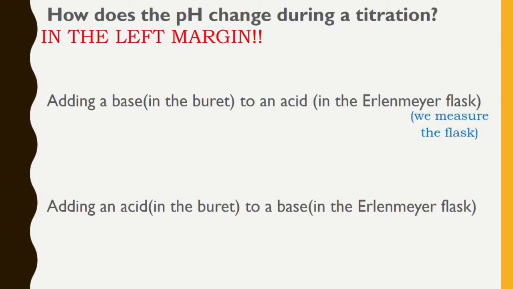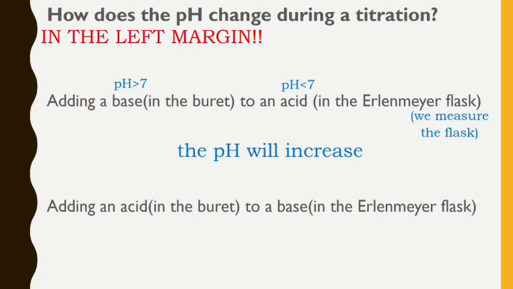So when we think about how the pH is changing, it's going to be starting at the pH of the stuff that's in the flask and then changing to be a little bit more like what's in the burette. If we think about the pH of an acid, that's going to be less than 7, and no matter what my base is, its pH is going to be greater than 7. So if I'm starting with an acid and going to a base, then my pH is going to increase.